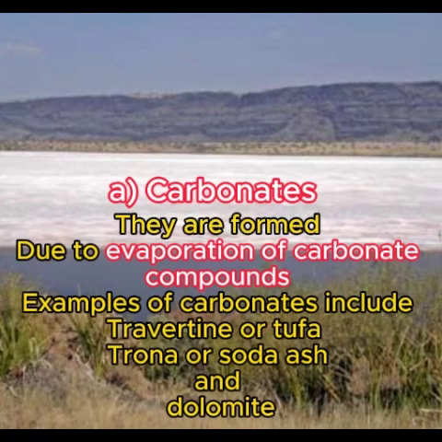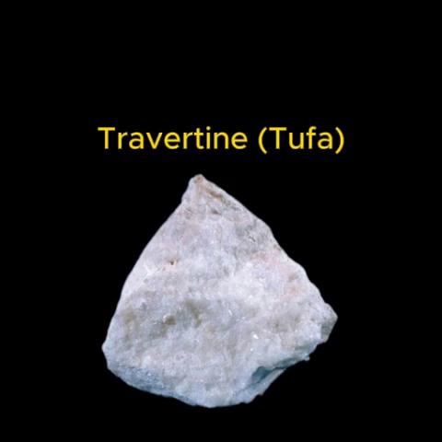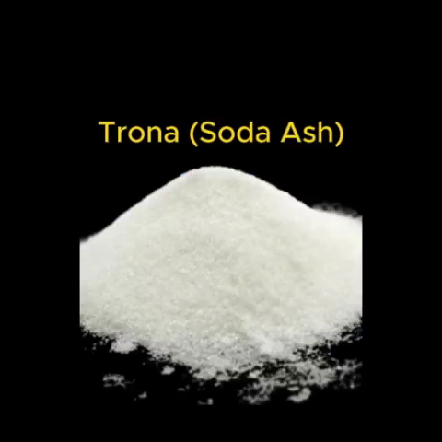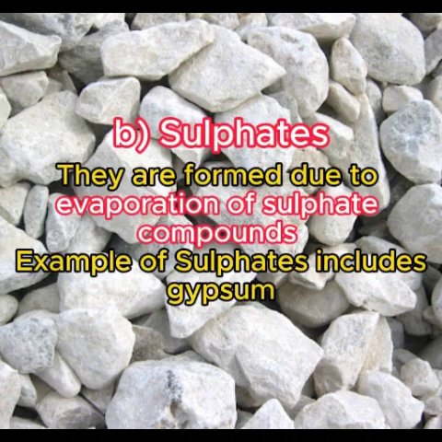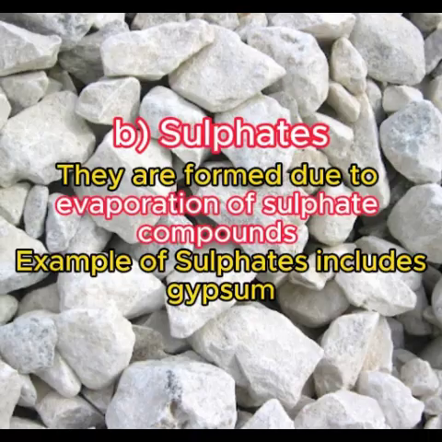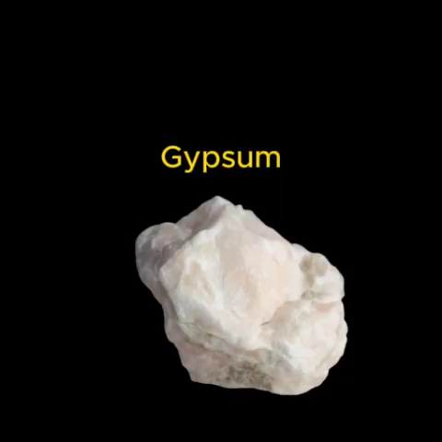Carbonates are formed due to evaporation of carbonate compounds. Examples of carbonates include travertine or tufa, trona or soda ash, and dolomite. Sulfates. They are formed due to evaporation of sulfate compounds. Example of sulfates includes gypsum.